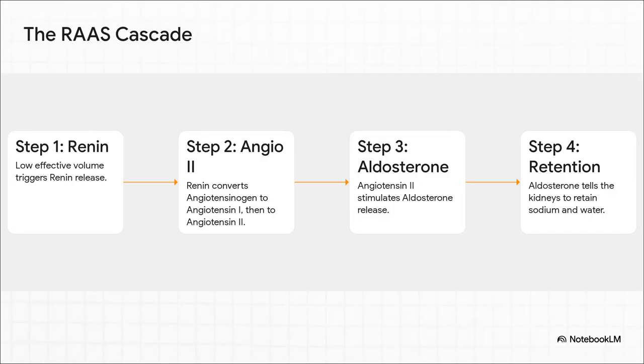Let's break down that RAAS cascade really quick, because it's just so important. It all starts with the kidneys releasing a substance called renin. Renin then kicks off this chain reaction that ultimately produces aldosterone. And aldosterone is the key hormone here. It's the master signal that tells the kidneys, do not let go of sodium and water. This whole vicious cycle is basically the engine driving generalized edema and ascites.